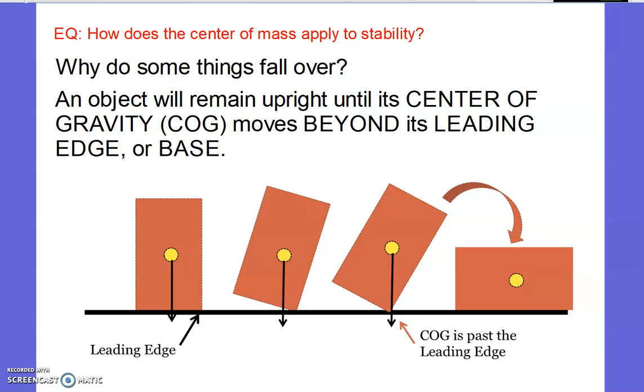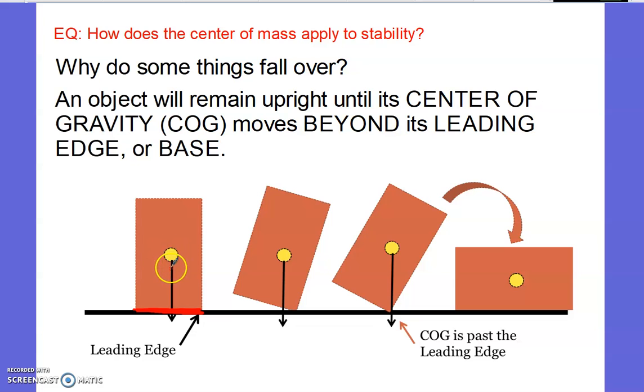Now, how does this all apply to stability? Stability is things falling over or not falling over. Now, an object will remain upright until its center of gravity moves beyond its leading edge or base. So the base of an object is the part in contact with the floor or table. So the base of this object here, this rectangle, is this part here, the part touching the table. Here's our center of gravity.